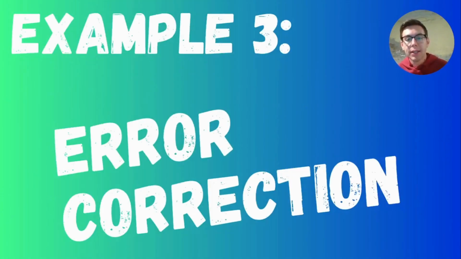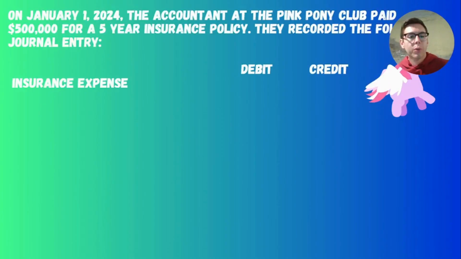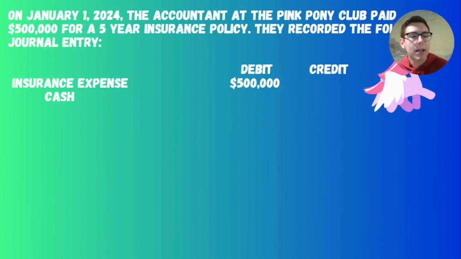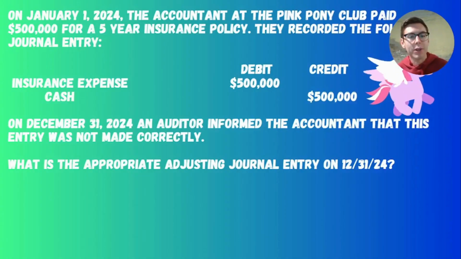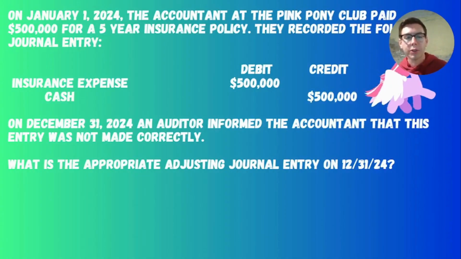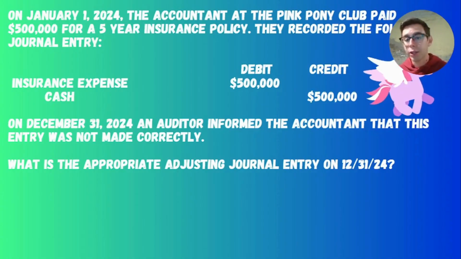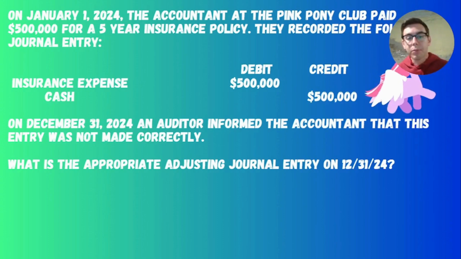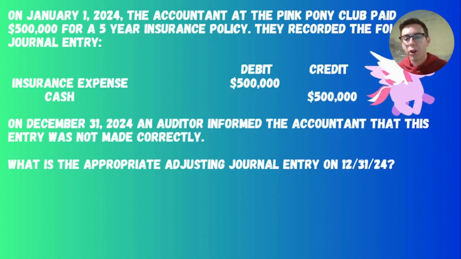Example 3, error correction. On January 1st, 2024, the accountant at the Pink Pony Club paid $500,000 for a 5-year insurance policy. They record the following journal entry. They recorded a debit to insurance expense for the full $500,000 and credited cash for $500,000, reflecting the payment. On December 31st, 2024, at the end of that same year, an auditor informed the accountant that this entry was not made correctly. What was the appropriate adjusting journal entry made on 12/31/2024?